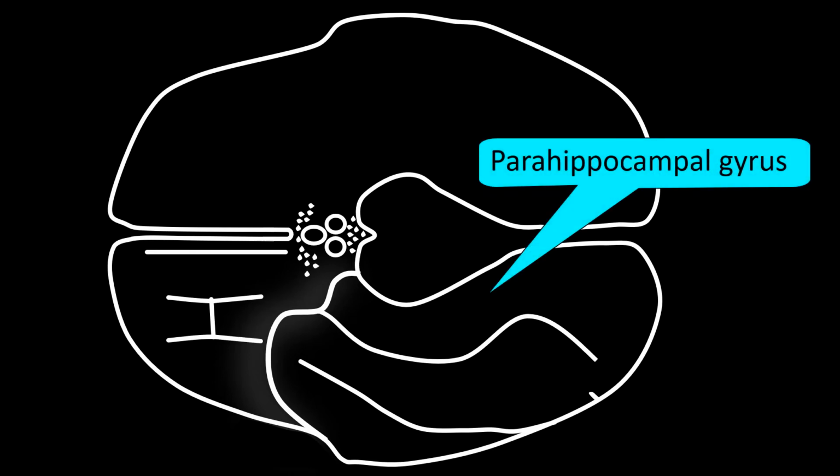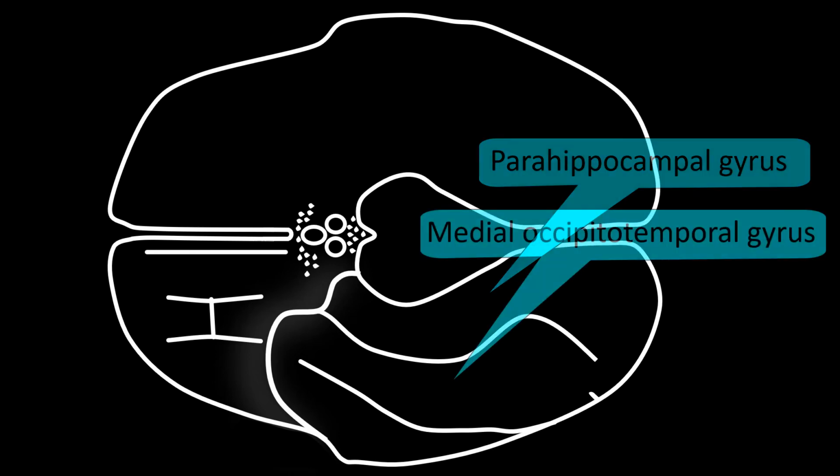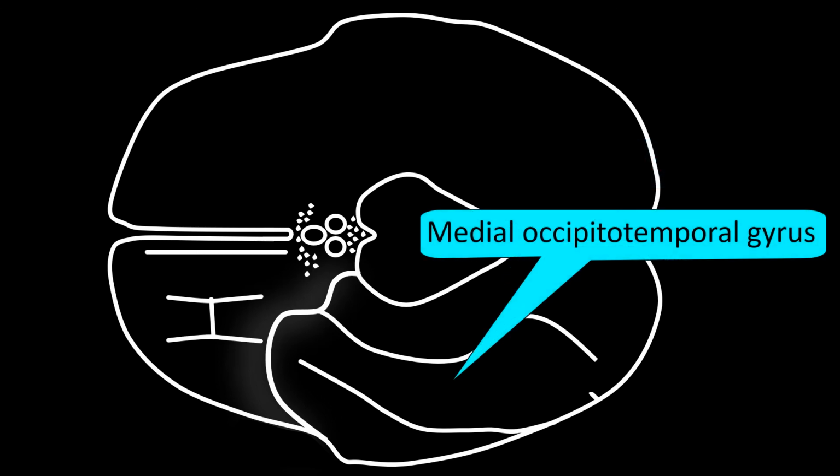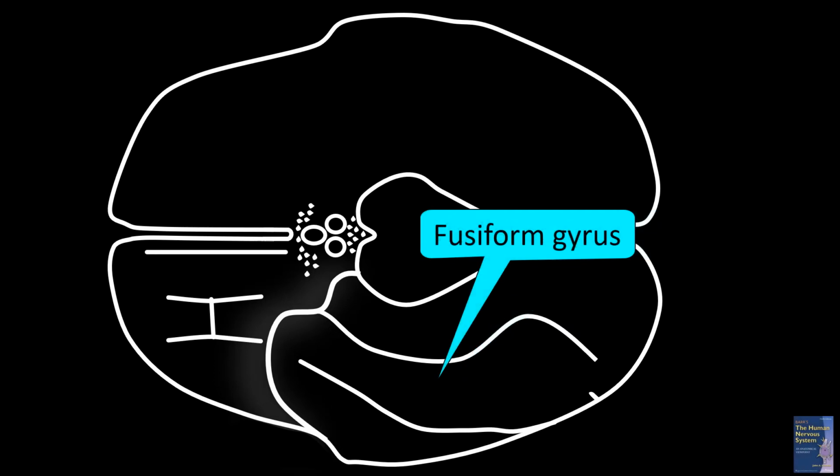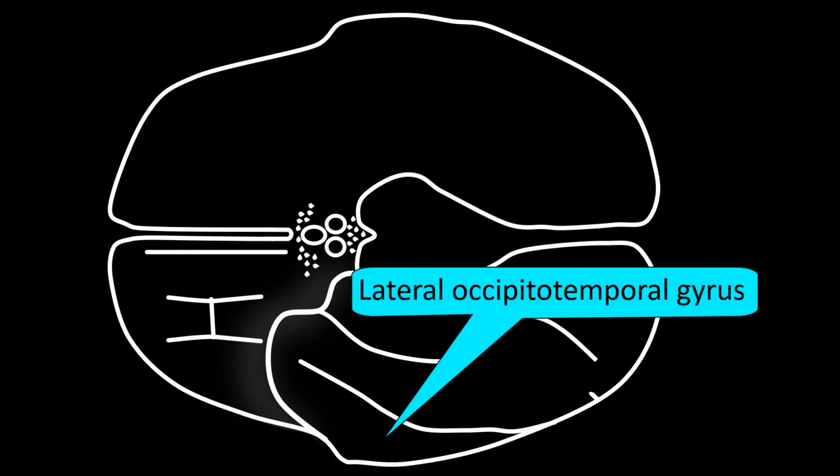This is the parahippocampal gyrus. This is the medial occipitotemporal gyrus. This is also called the fusiform gyrus. This is the lateral occipitotemporal gyrus.